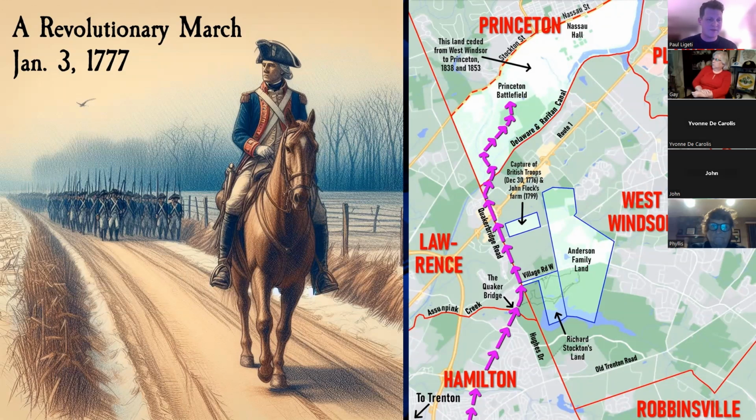So on that morning of January 3rd, the soldiers trudged about 12 or 13 miles through cold and wind and in the dead of night. However, the sun soon rose, both metaphorically and literally, when the Americans triumphed over the British at the Battle of Princeton on January 3rd, 1777.